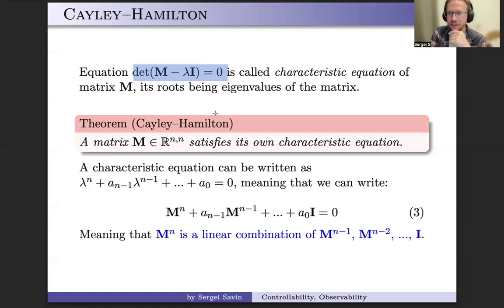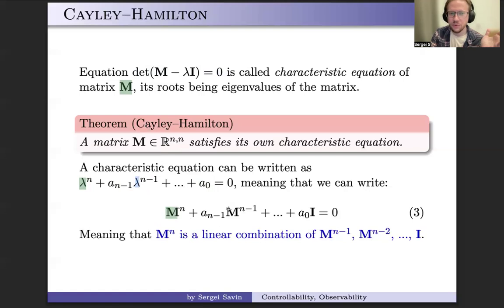So the Cayley-Hamilton theorem says that a matrix satisfies its own characteristic equation. So assume that this is the characteristic equation of a matrix: lambda to the n plus a_(n-1) lambda to the n minus 1, plus etc., plus a_0. If we open this determinant expression, it will be an nth order polynomial, right? So, big polynomial, and the solution to the polynomial is the eigenvalue. We can put in this equation, instead of lambda, the matrix itself, put M there, and the equation will still hold.